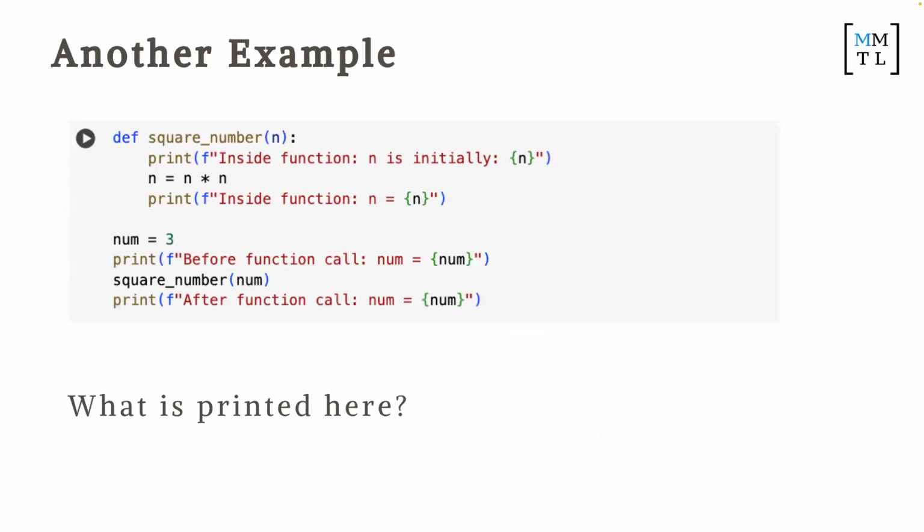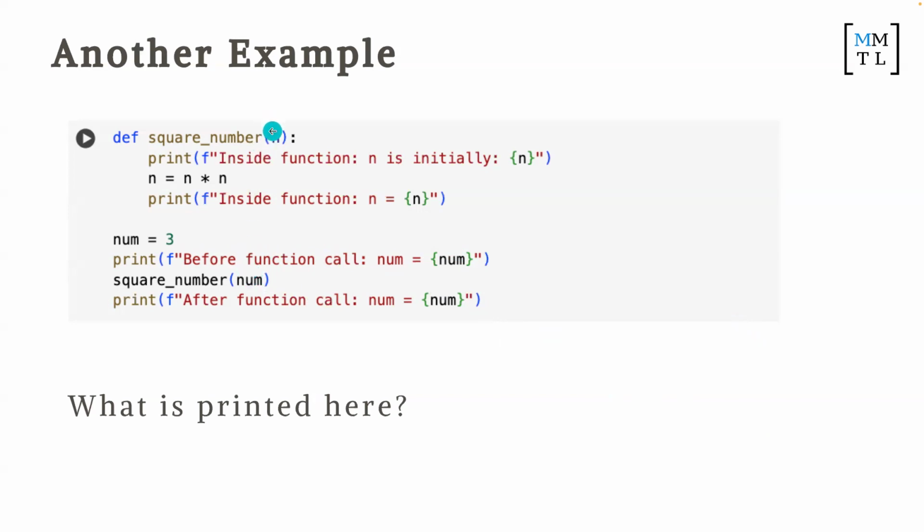What is printed here? So let's step through this. Before the function call, what do we print here? So what's the first thing printed? Yeah, 3. Good. And then we call this square number function.